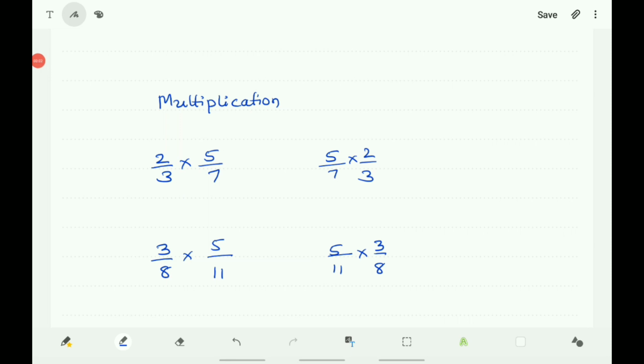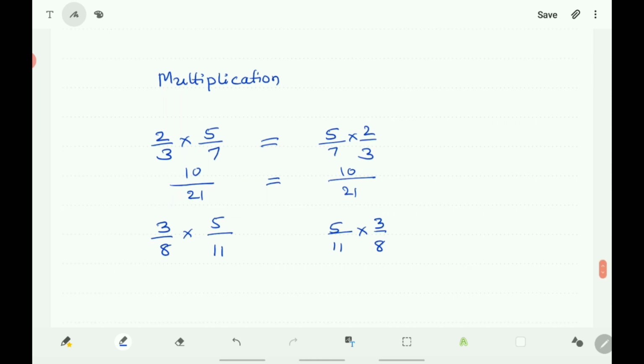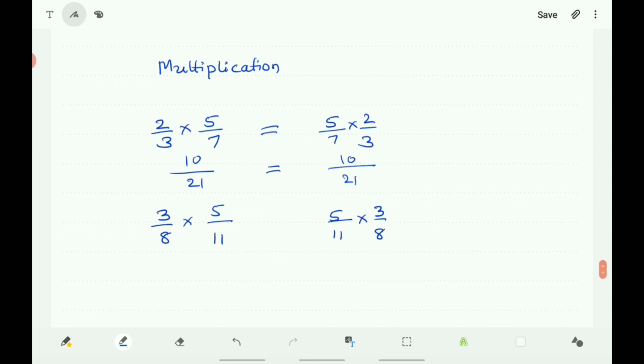Now, let us verify whether multiplication is commutative or not for rational numbers. Now, you take any two rational numbers. Here you have taken 2 by 3 and 5 by 7. Find the product of 2 by 3 and 5 by 7. And that is 2 by 3 into 5 by 7. The product is here 2 into 5 is 10 by 3 into 7 is 21. Here also 5 into 2 is 10, 7 into 3 is 21. So, you got both the side 10 by 21 and they are equal. Therefore, you can say that 2 by 3 into 5 by 7 is equal to 5 by 7 into 2 by 3. Now, you take the second example.